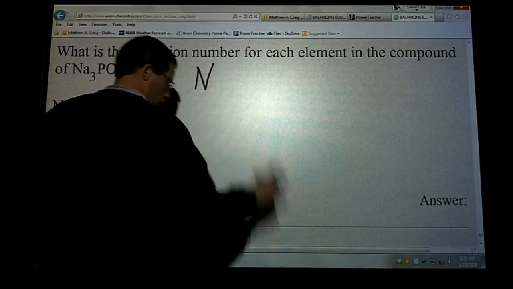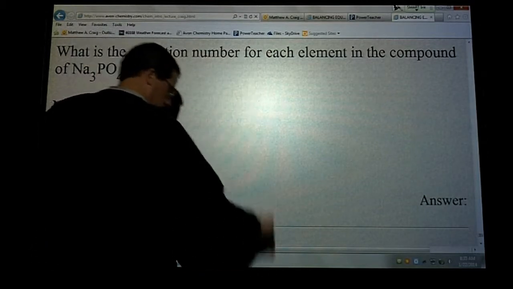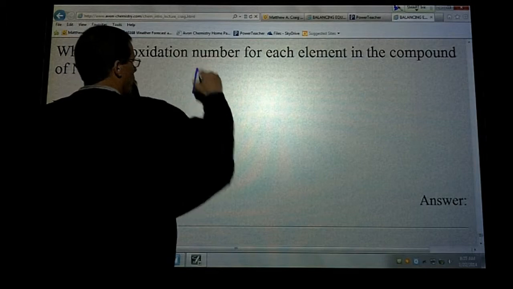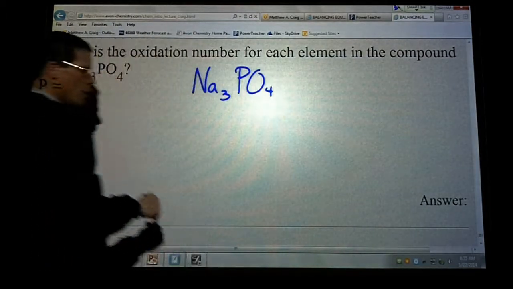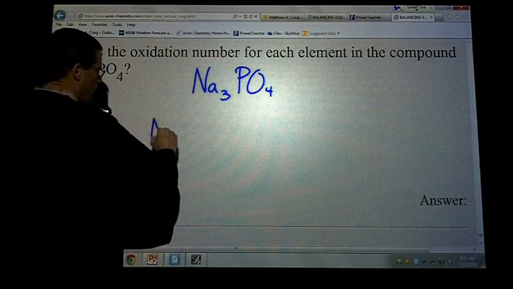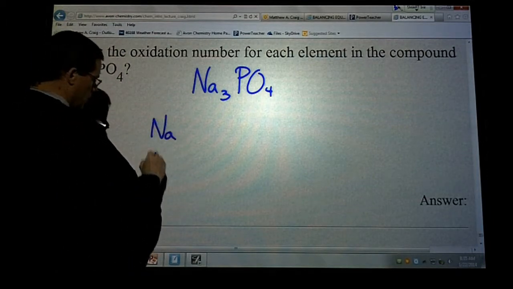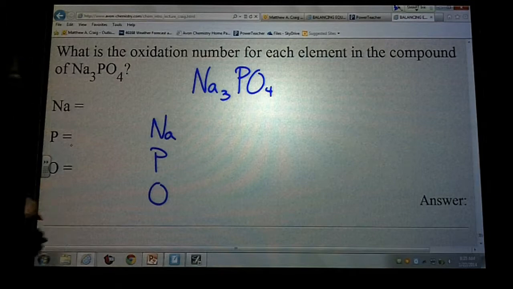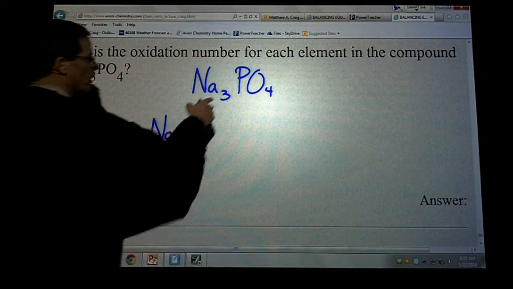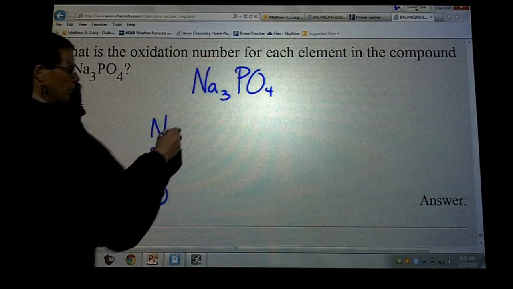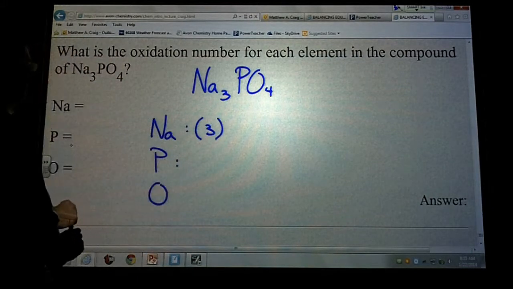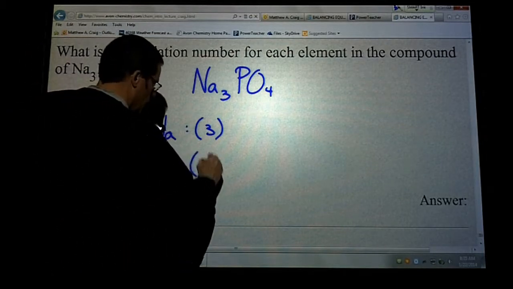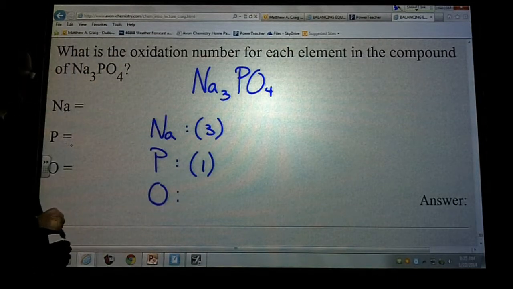You have your compound. Let's use a different color. We have Na3PO4. Okay, that was given to you. The best way to do this is line them up, like Na, phosphorus, and oxygen. And then I want you to tell me how many of each are in the compound. How many sodiums do we have in that compound? 3. So I have 3 of those. How many phosphorus do I have? 1. How many oxygens do I have?